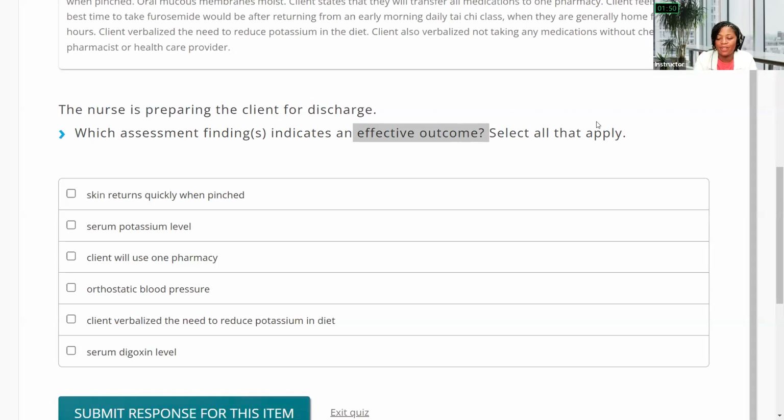All right. So, what do you think is effective based on these options? We've got 1, 2, 3, 4, 5, 6 options. I want you to drop that in the chat. Final question of the day. Let's do it.